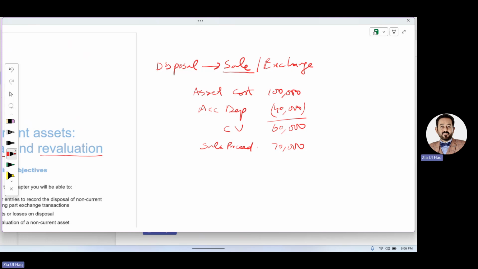Carrying value is 60,000. What is the worth of the asset at the time of sale? 60,000. But we have sold for 70,000. So 10,000 will be profit. Is that fine? But suppose carrying value is 60,000 and we have sold for 52,000. The asset is worth 60,000, we sold for 52,000, so 8,000 is the loss on disposal.